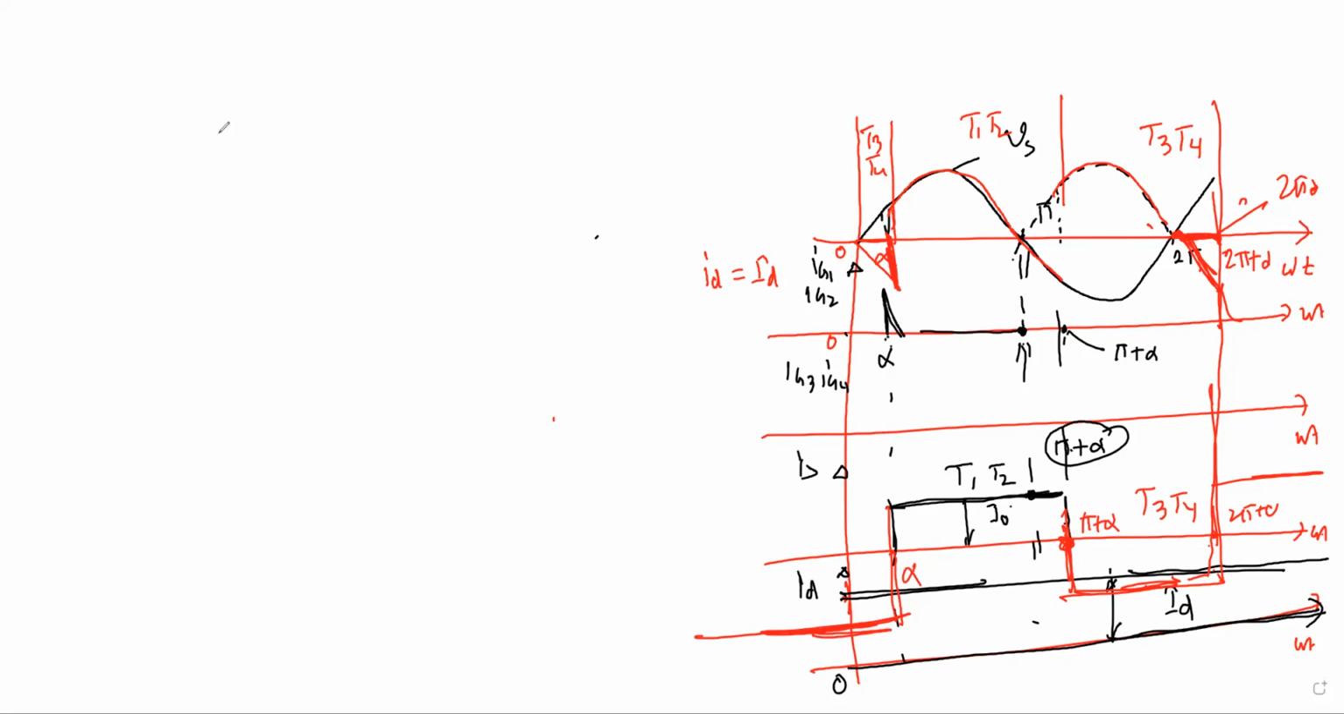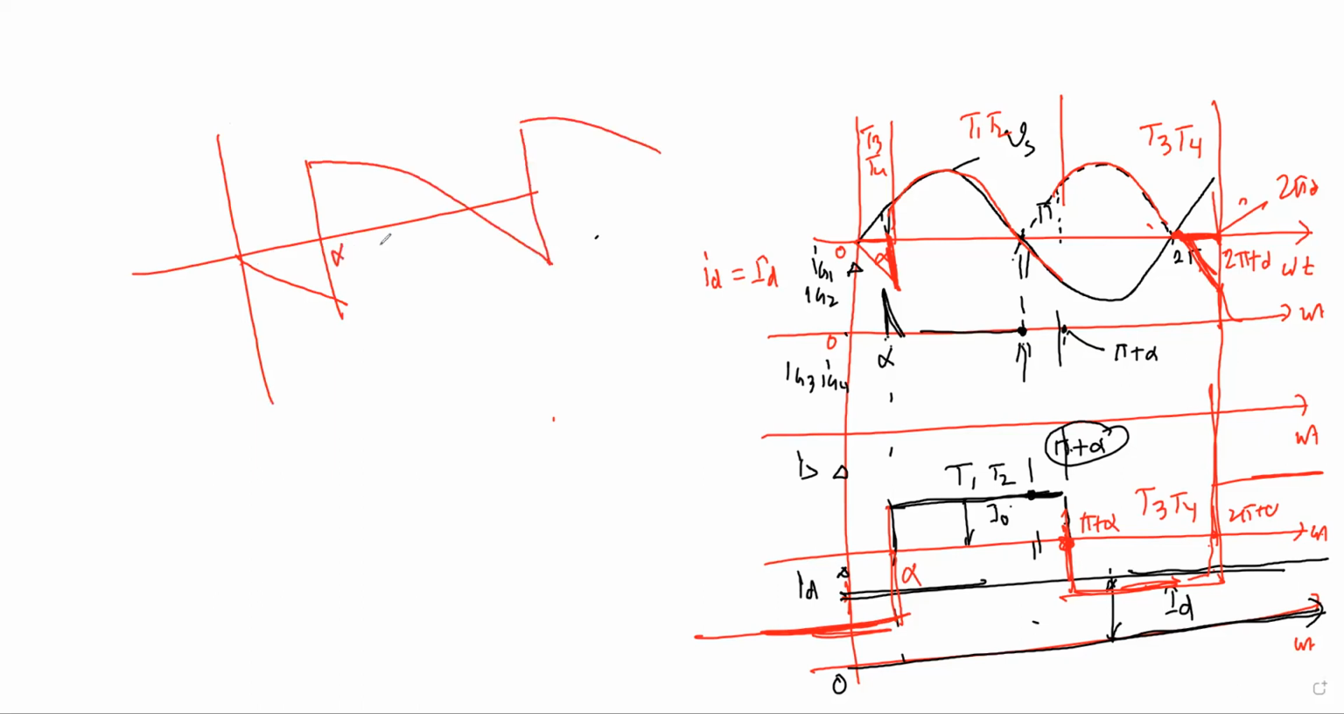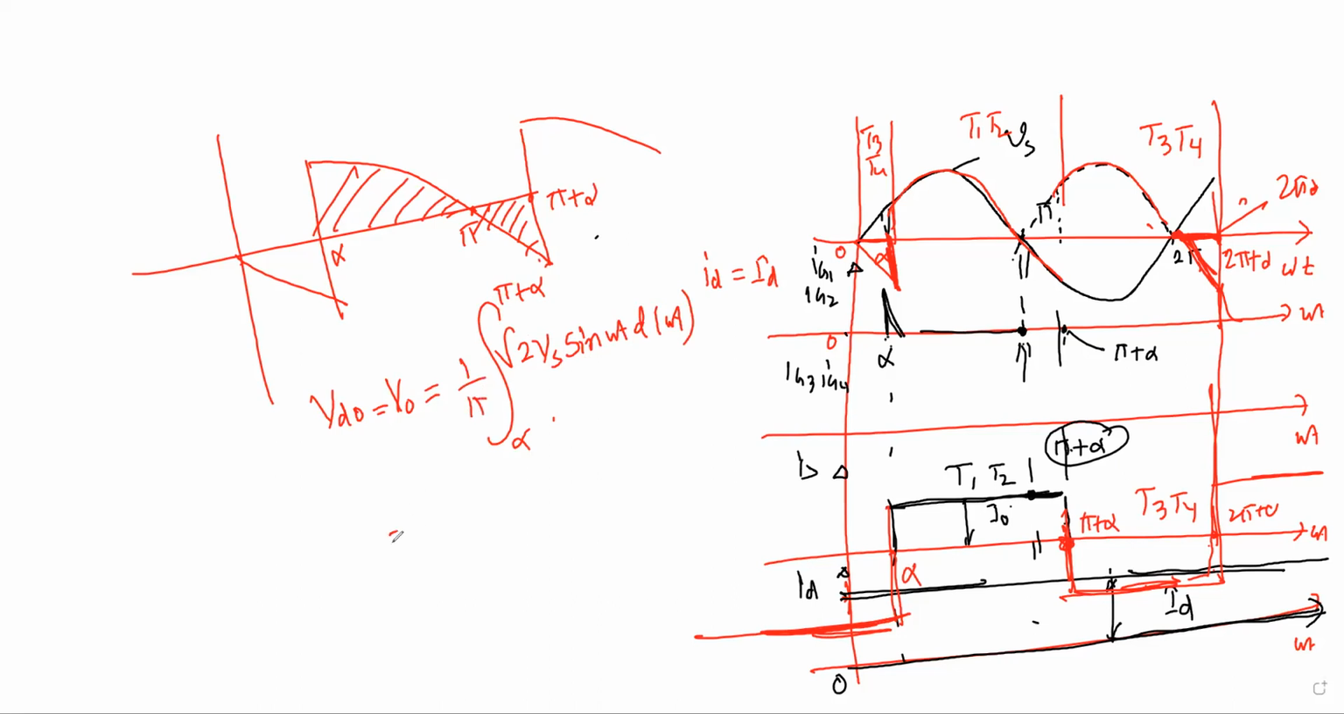Okay. Now our output voltage will have a wave shape like this. And that is your alpha, and this is your π, and this is your π plus alpha. So the average value will be your V0, or whatever you want to say. You have to get the area of this one, right? So the area will be from alpha to π plus alpha, √2 V sin ωt, d(ωt), divided by π. And then if you do that, you will get cosine of alpha.